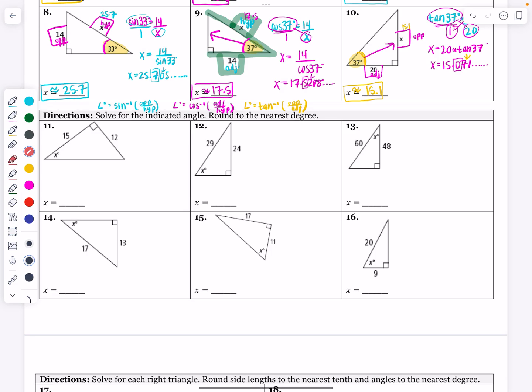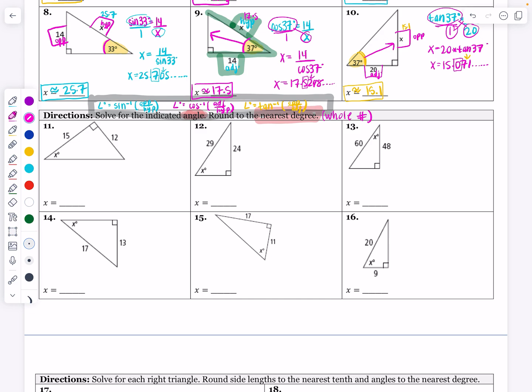Hello, everyone. Okay, so for this next section, it says solve for the indicated angle. I do want you to remember that for angles, we're going to be using inverse trig. And so inverse sine, inverse cosine, inverse tangent. And we're going to be rounding these angles to the nearest degree. So what does nearest degree mean? The nearest degree just means to the nearest whole number for these angles.